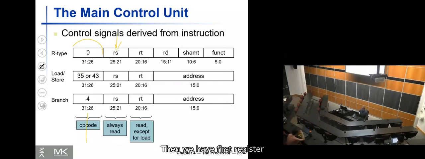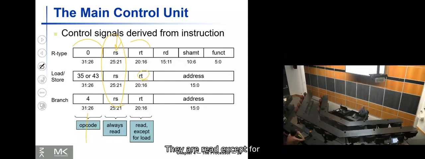Then we have the first register operand. In all of the instructions, we do have this, and it is always used for the read from the register file. But the second operand is sometimes for reading, and sometimes it is the destination to be written on, for example, in a load instruction. This is the target, the destination register where we put the value.